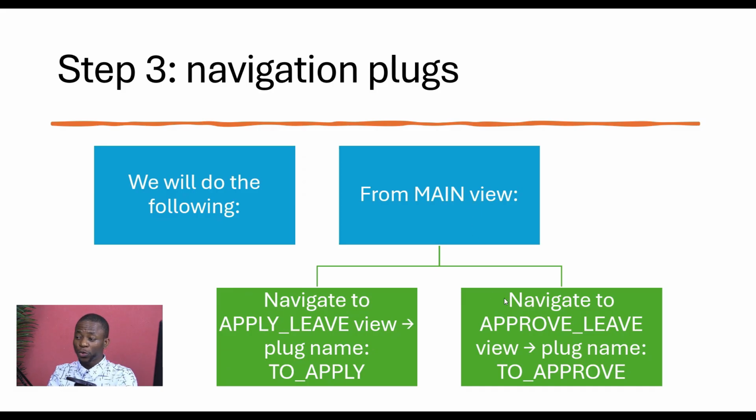From the main view, we can also navigate to the approve leave. So you are on the main view, you move from main view to apply leave view. The apply leave view, you're going to give it a plug name called to apply. And then also from the main view, you can navigate to the approve leave view where the managers need to approve the leave requests. And then the plug name is going to be to approve. Of course, I'm going to give unique IDs to this.